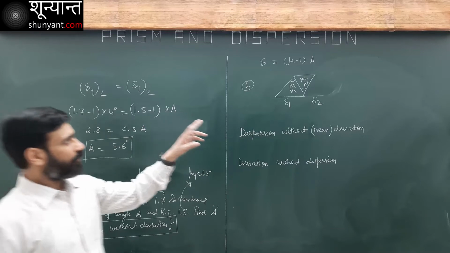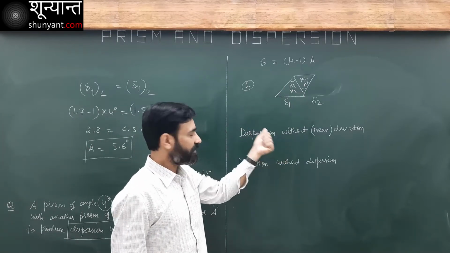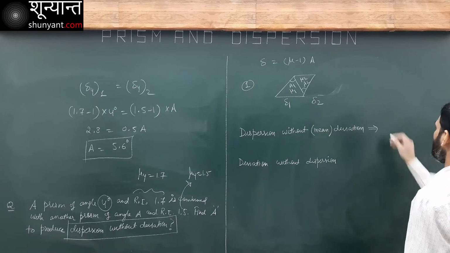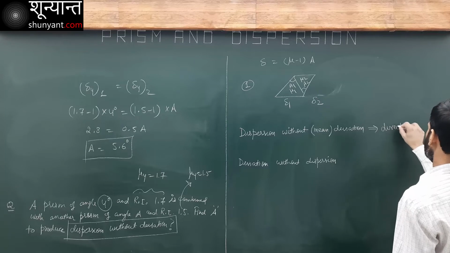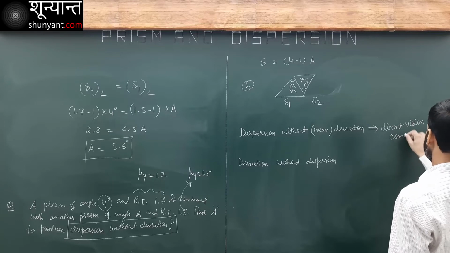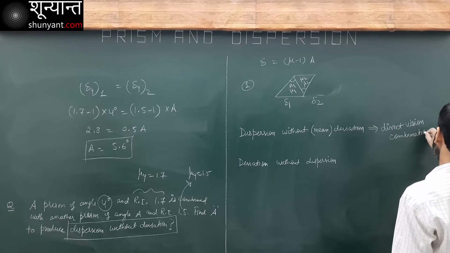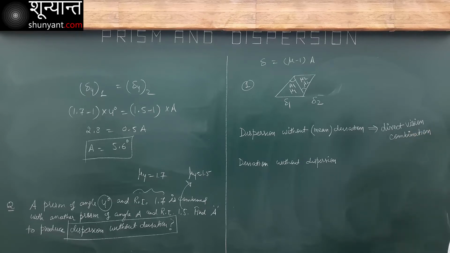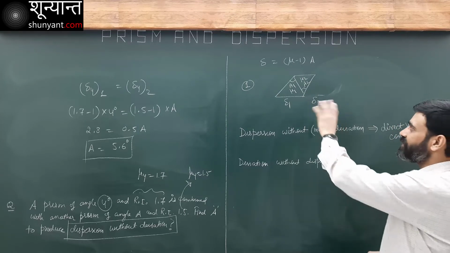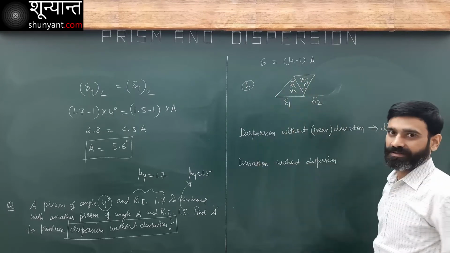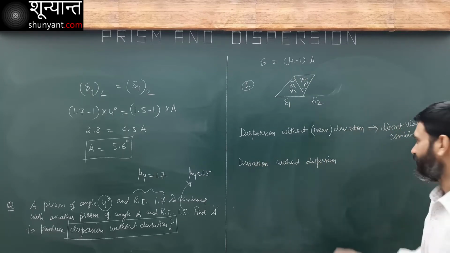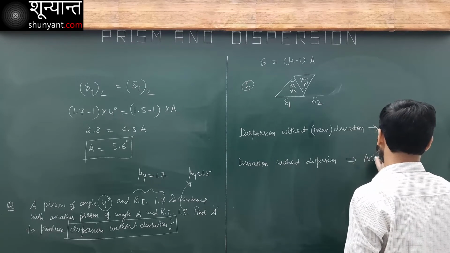So when I have a combination of prisms which produces this result, then it is known as direct vision combination. And if I have this combination, adjusted by choosing different values of angles and refractive indices such that I have deviation but no dispersion, then it is known as achromatic combination.